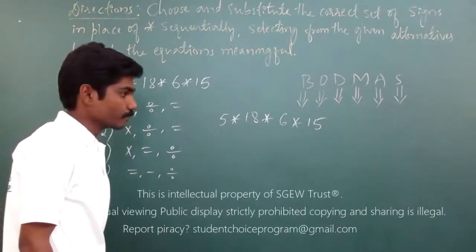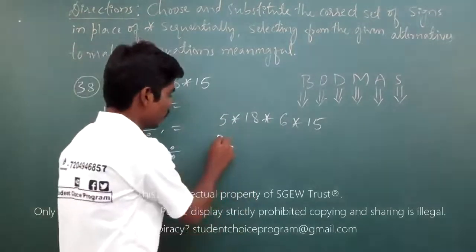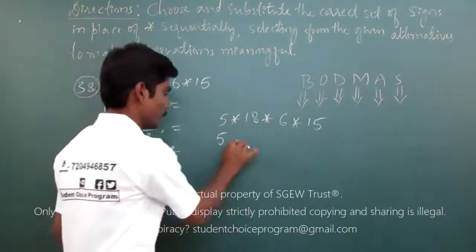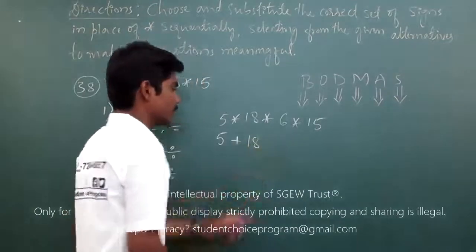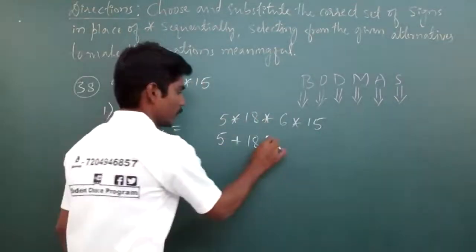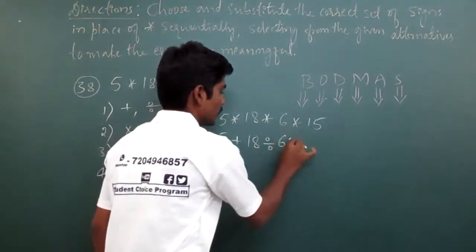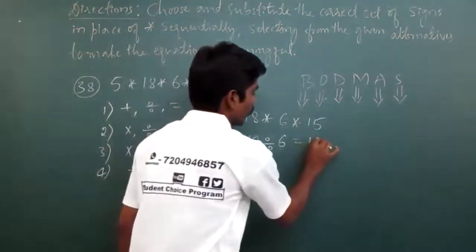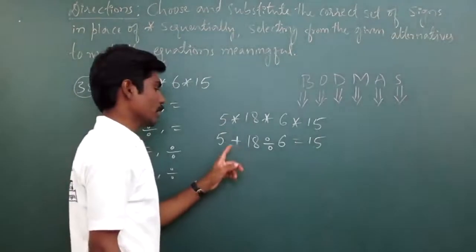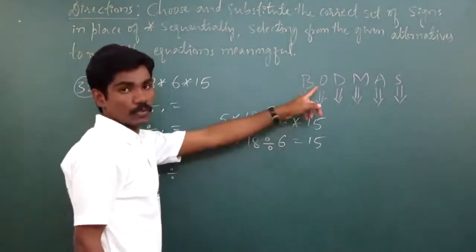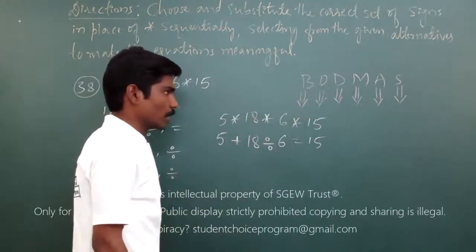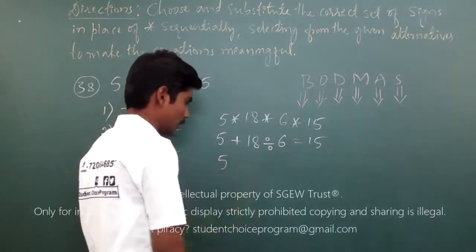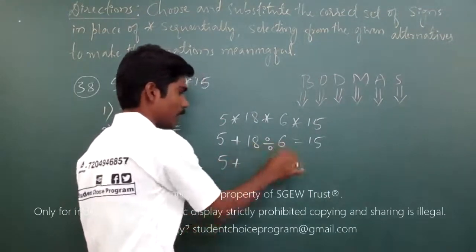Okay. Now see here. 5, the star is replaced by plus, 18 as it is. Now this star is replaced by division, 6 as it is. Now this star is replaced by is equal to 15. Now once again you have to take care of the BODMAS rule. According to the BODMAS rule, what comes first? The division comes first. So therefore 5 will keep as it is, plus 18 divided by 6.